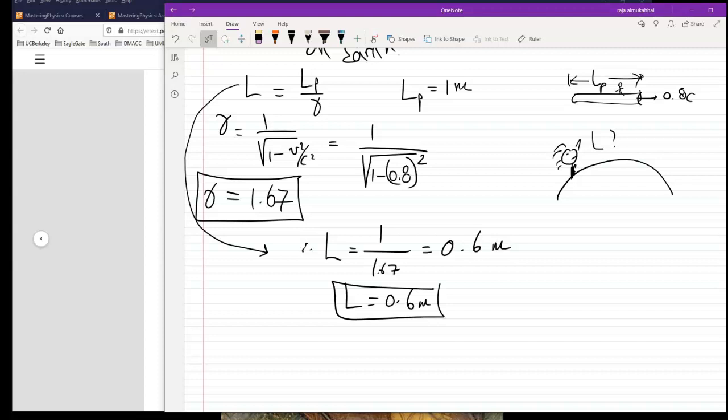There is an example about the muon in your book, example 27.1. So I'm not going to do it. It's a little bit different, but it's kind of the same. There's no difference between them.